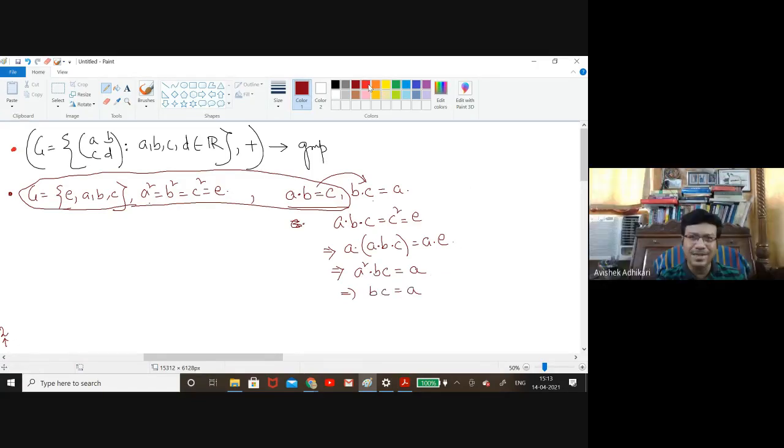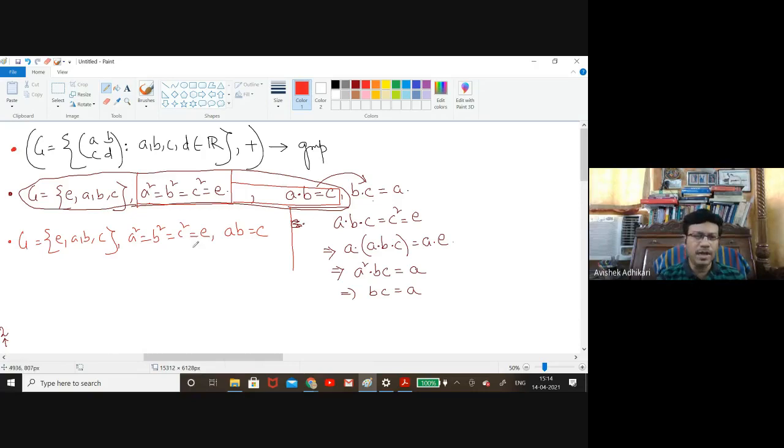So what I want to mention is that the information you provided was not sufficient. For that, you also need to include this relation. If you have G equal to E, A, B, C, along with the relation A square equal to B square equal to C square equal to E, and AB equal to C, then you will finally come up with all the relations.